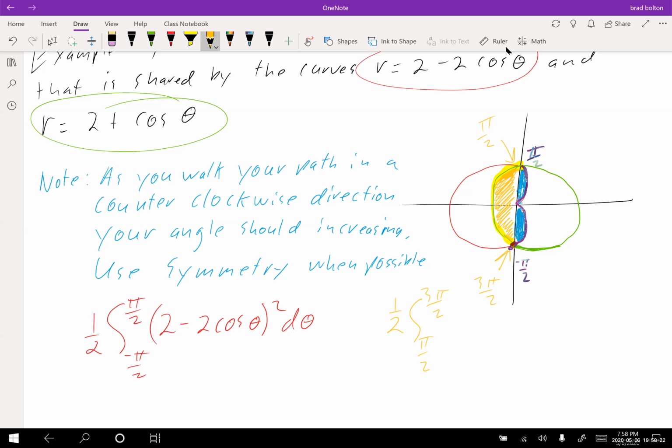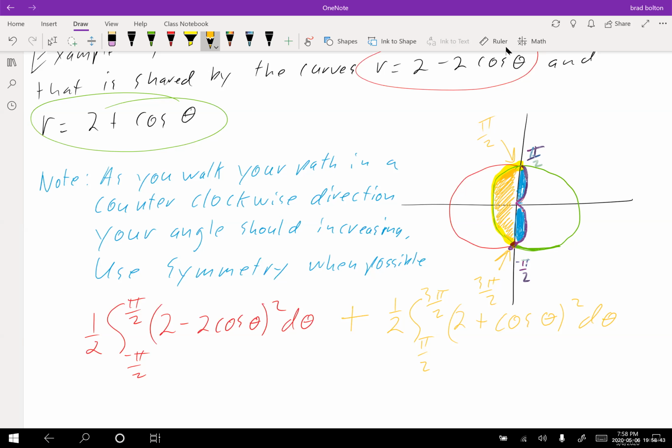So now the thing is, that would find each piece of that area, but in order to make it the correct area, we have to add these two values together. And we're going to be using 2 plus cosine theta squared d theta, right? So that would be the integral that would find the area of this.